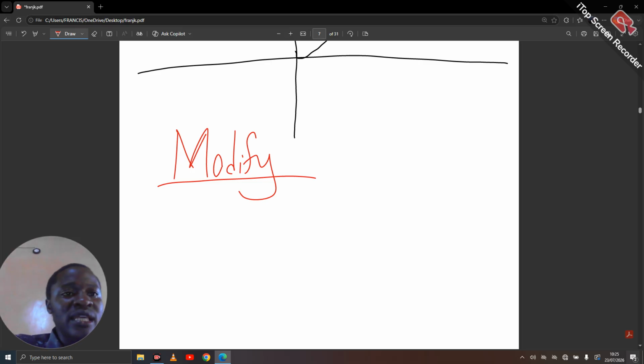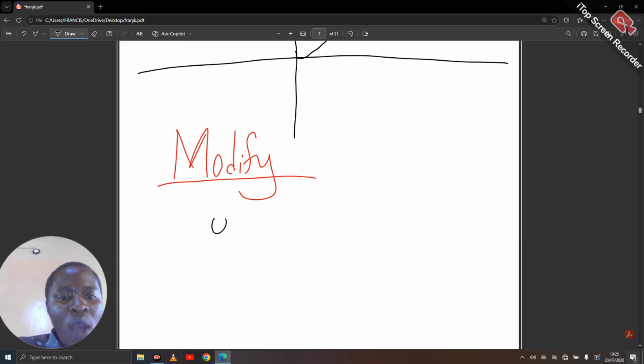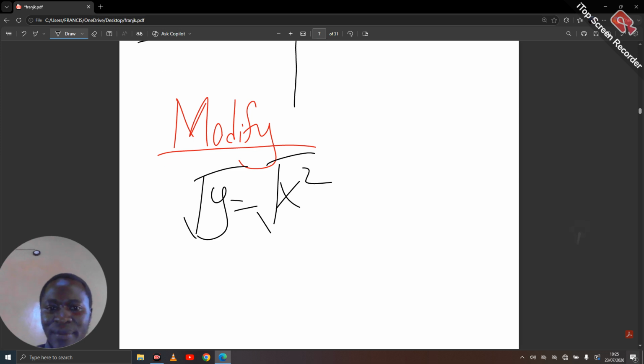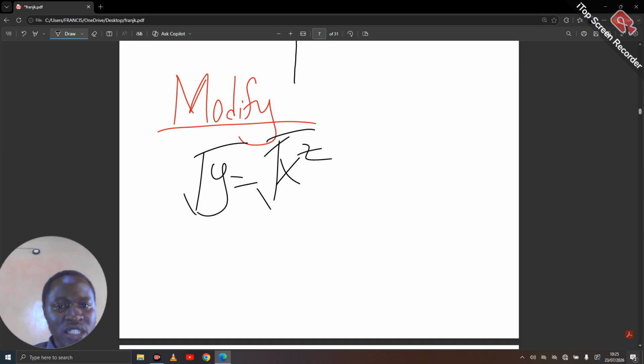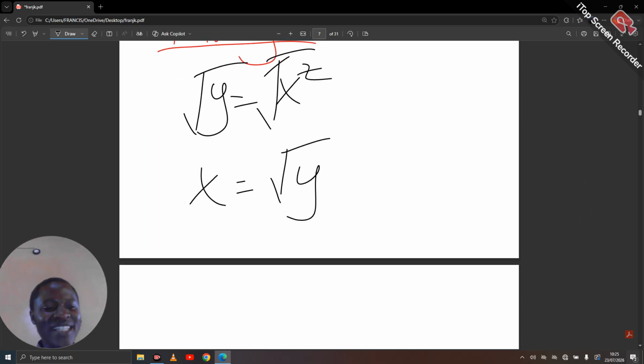Now in this case, the examiner gave us y is equal to x squared. How do I make x the subject of the formula? Get the root on both sides. So that means this root will cancel the square. So that means my x will be equal to root y.